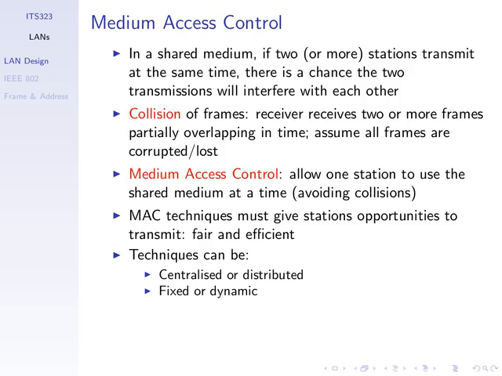So if two frames are transmitted partially overlapping in time, then a receiver cannot understand either of those frames. We get bit errors and we lose the data. We don't want that to happen. We would need to do retransmissions if that happens, and retransmissions take time. So we want to avoid this scenario. And that's where we have some mechanism that controls who accesses the medium, who transmits, with the goal that we want only one station to transmit at a time. Because if only one station transmits, then there's no chance of a collision. Medium access control is about controlling who accesses or who transmits on the medium at what time.